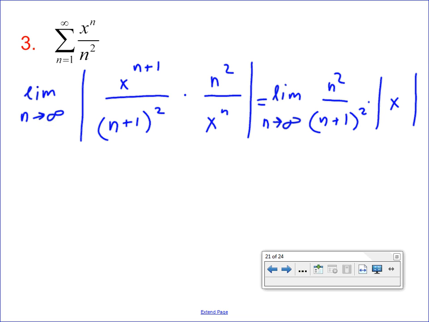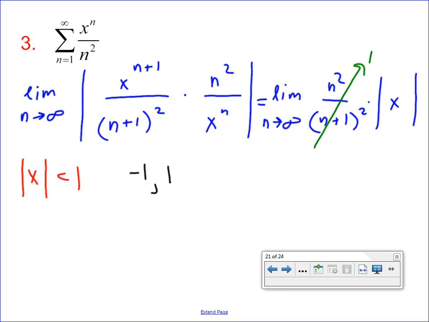This rational, n squared over n plus 1 squared? Yes, I could expand the bottom and generate n squared plus 2n plus 1. Dominant on top is n squared. Dominant on bottom is also n squared, which means that as n goes to infinity, this rational expression goes to 1. So this will converge absolutely when the absolute value of x is less than 1. So it converges absolutely on negative 1 to 1.